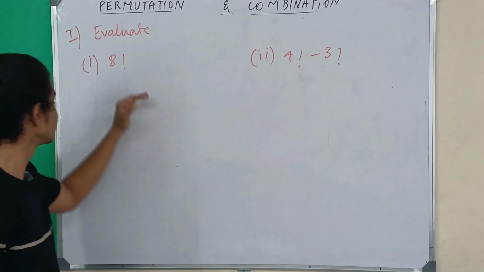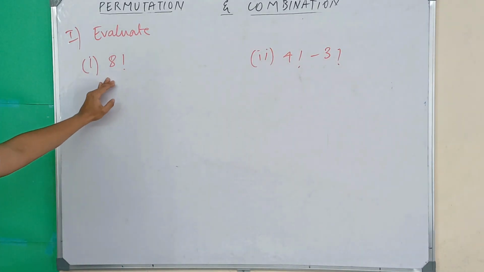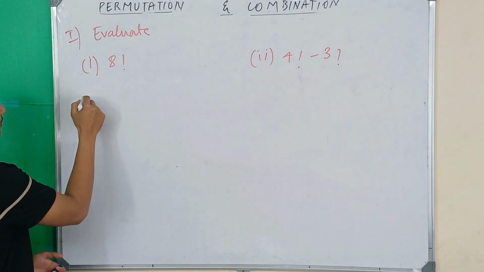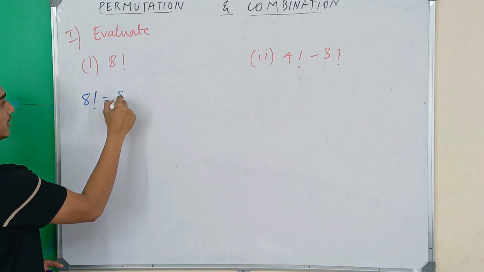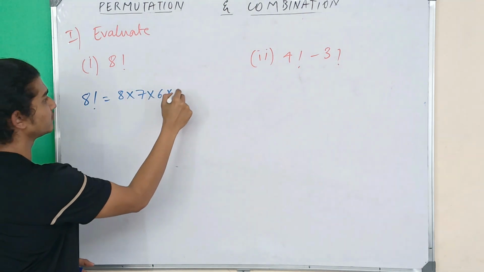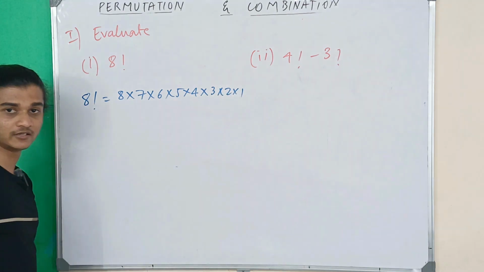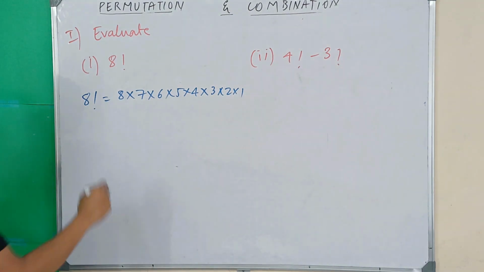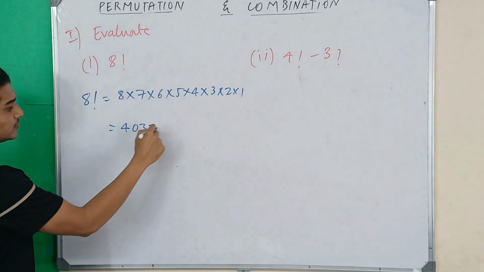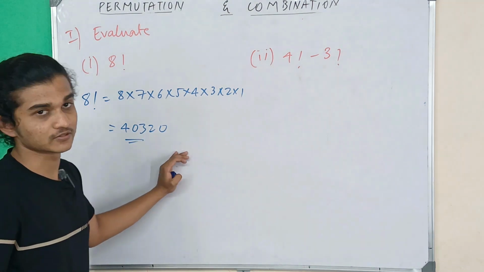The first problem is to evaluate. The first one is 8 factorial. So we are supposed to find 8 factorial. 8 factorial is basically 8 into 7 into 6 into 5 into 4 into 3 into 2 into 1. So just take the calculator and multiply all these numbers. You're going to get 40320. Just verify this. So this is your answer.